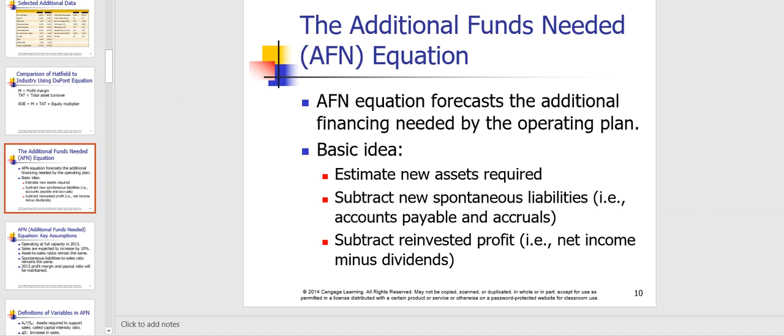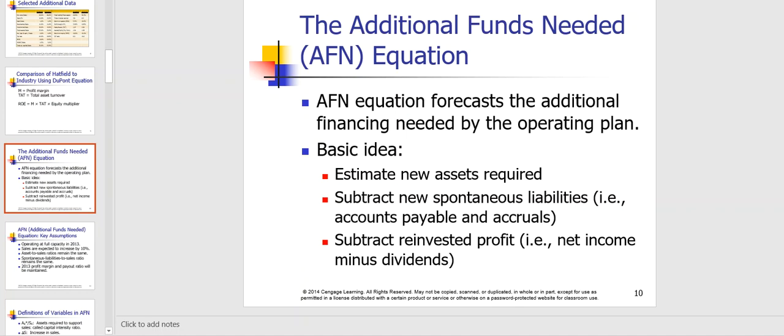Maybe we're not making much profits to provide capital. How do we operate around this? First, we have to know how much capital we need. And that is included in Chapter 12, the additional funds needed equation or model, where you determine how much capital you need based on the delta, or the change, in how many new assets you need to purchase, and how you are going to fund them.